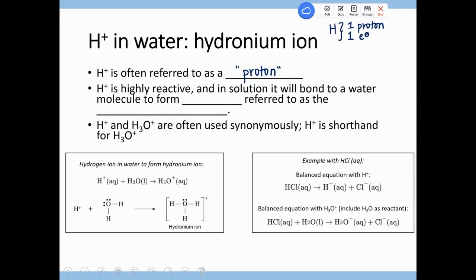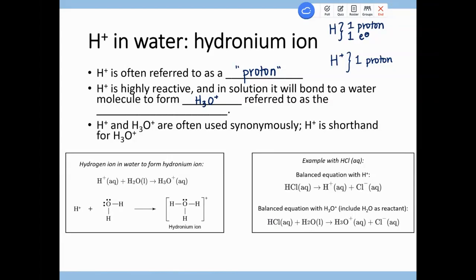But here we're talking about H plus, the transfer of H plus, or donating H plus. So we have hydrogen with a +1 charge. Then it must have lost an electron, so all that it is is 1 proton. So H plus, a hydrogen without any electrons, is often referred to as a proton. H plus is highly reactive, so in an aqueous solution with water, it will bond to a water molecule to form H3O plus.